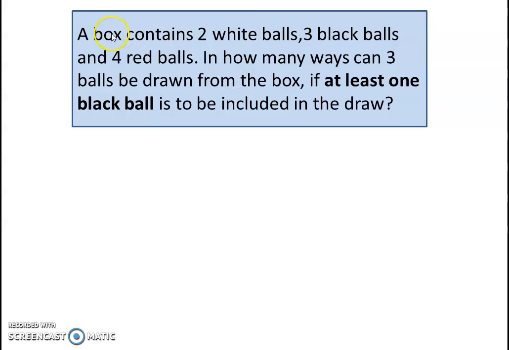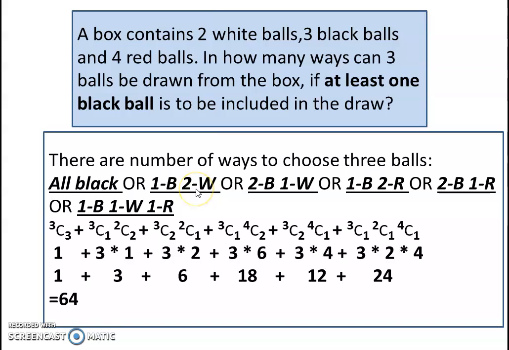Next question we have is, a box contains 2 white balls, 3 black balls, 4 red balls. In how many ways can 3 balls be drawn from the box if at least 1 black ball is to be included in the draw? Right? So here the condition is at least 1 black ball must be there. We can have more than 1 black ball, but 1 black ball must be there, right? So we can select 3 balls in these many ways.